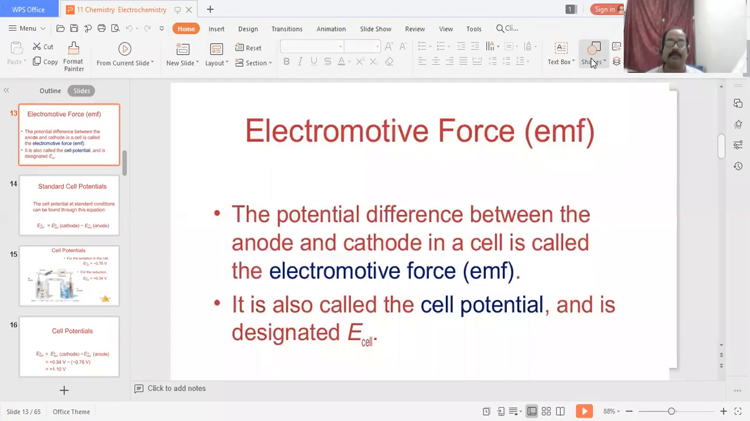Dear student, in the previous video we discussed EMF, meaning electromotive force. So, continuing this topic: electromotive force is the potential difference between the anode and cathode in a cell. It is also called the cell potential and is designated E cell. So this is called electromotive force.